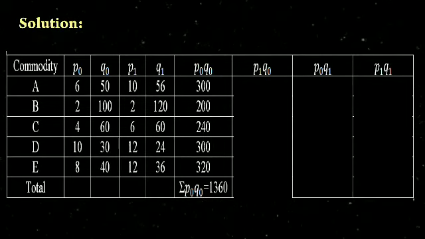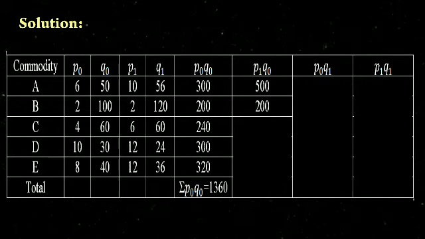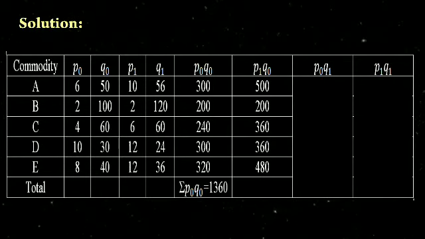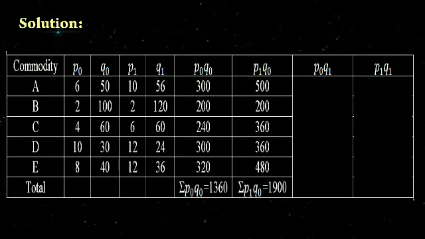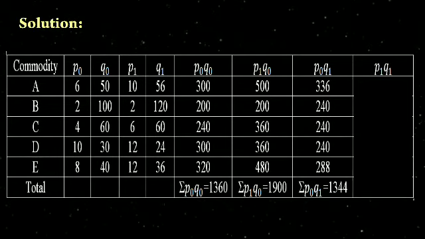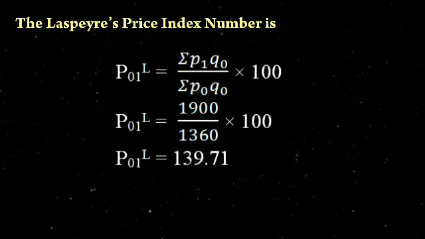P1 is 10, Q0 is 50. So 10 into 50, 500. 2 into 100, 200, and find the rest of the values. Find the sum total of that. Similarly, find the values for the other 2 columns and find the total of all the 4 columns that you have computed. After that, write Laspeyre's formula.